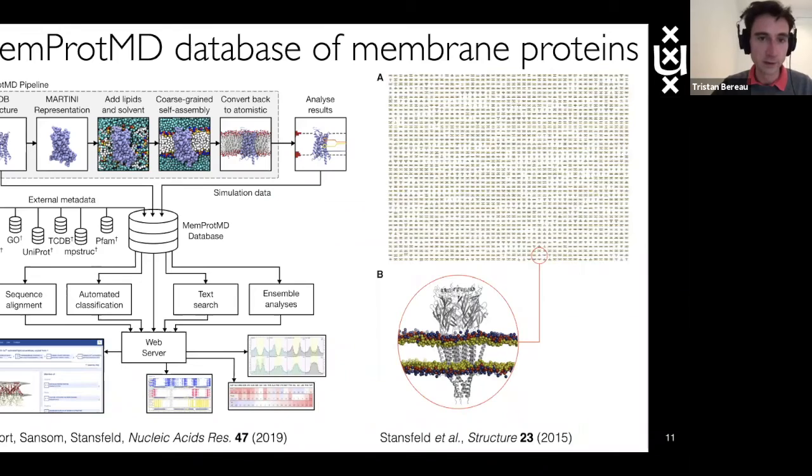In another field, in the field of membrane proteins, there's been interesting work starting from the PDB structures. The PDB is an online repository of crystal structures of proteins. These are basically always experimentally determined crystal structures. What they did is to model them using a coarse-grain resolution, and then ran simulations to equilibrate a lipid membrane around it. So you can see here, this is a starting point, and then they run quick coarse-grain simulations to equilibrate a membrane, and then they back-map this to an atomistic resolution.